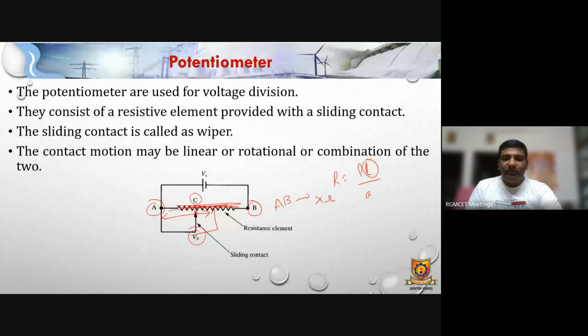This is the place where Vc is connected, the place where we get the terminal. The total voltage across A and B is Vs, the supply or source voltage. Wherever you connect the point C, the voltage from A to C becomes Vc. Similarly, if we change the position of C, the value of Vc, that is VAC, gets changed because of the change in the resistance value. So there is a sliding contact which we can move.